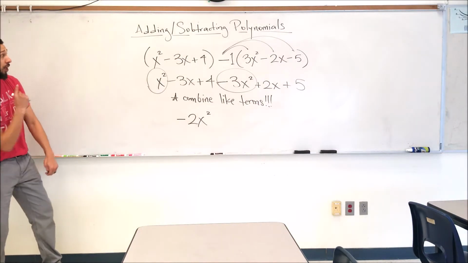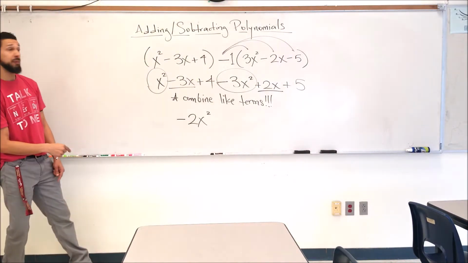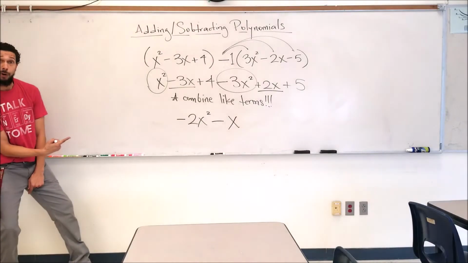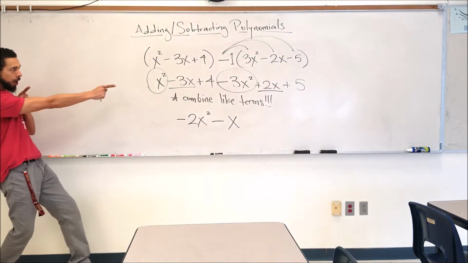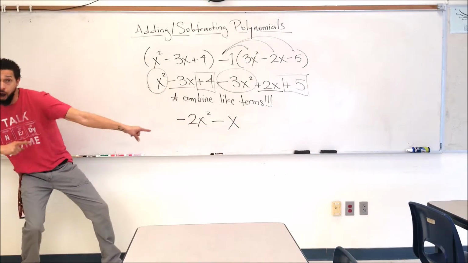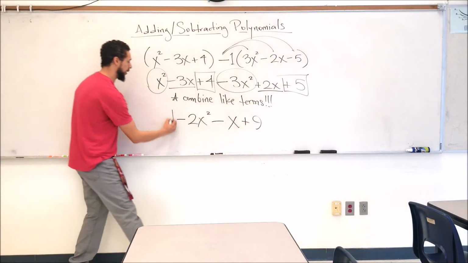Moving right along with the negative 3x and the positive 2x, put them together. Negative 3 plus 2 is exactly right, negative 1x. And then last but not least, of course, the 4 and the 5, I put them together to make positive 9. I'm done, son. Circle it. Done.